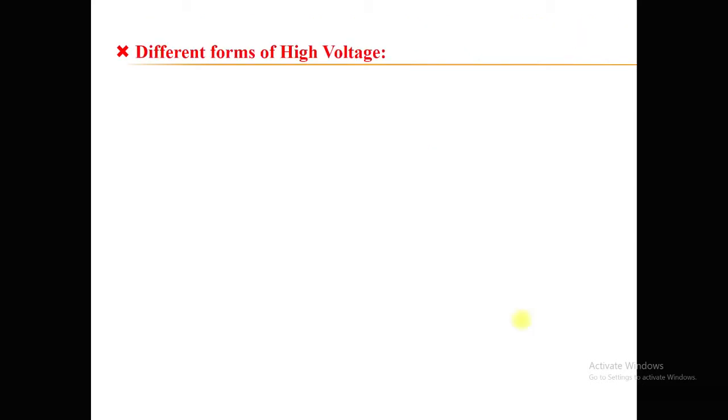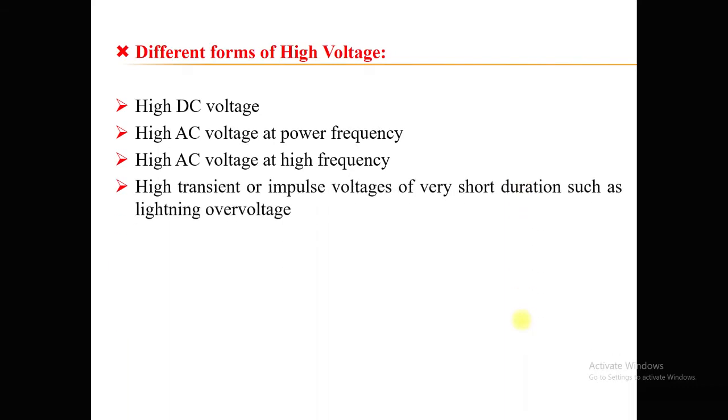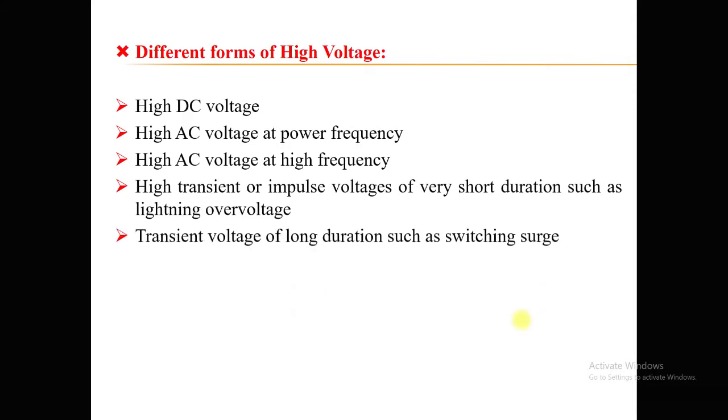So let us see the different forms of high voltages which are likely to be generated in the high voltage laboratories. One is high DC voltage, second is high AC voltage at power frequency, third is high AC voltage at high frequency, fourth is high transient or impulse voltage of very short duration, which ideally simulates a lightning overvoltage, and transient overvoltage of a longer duration, which simulates the switching surges of a longer duration.